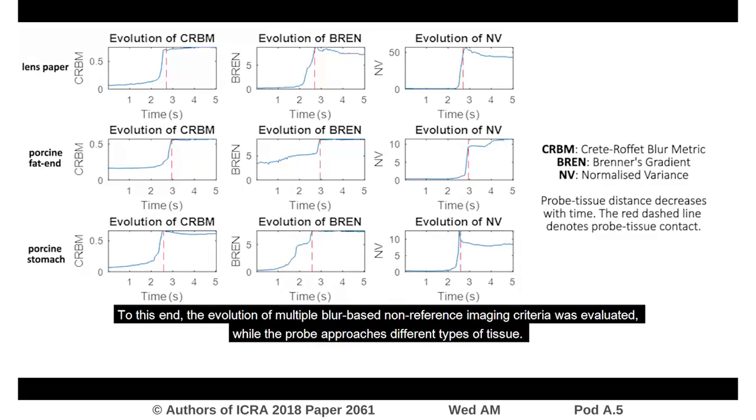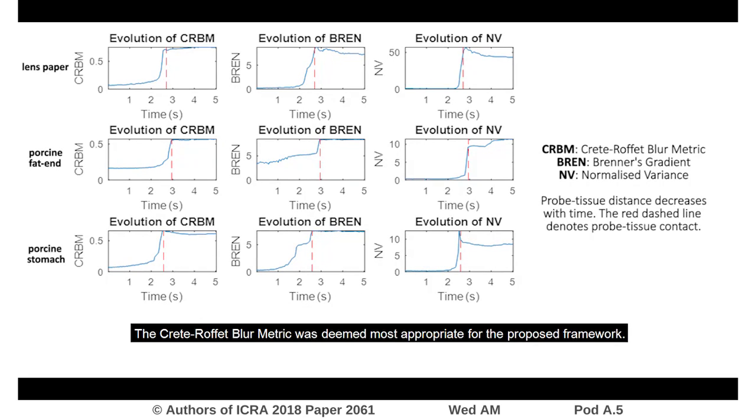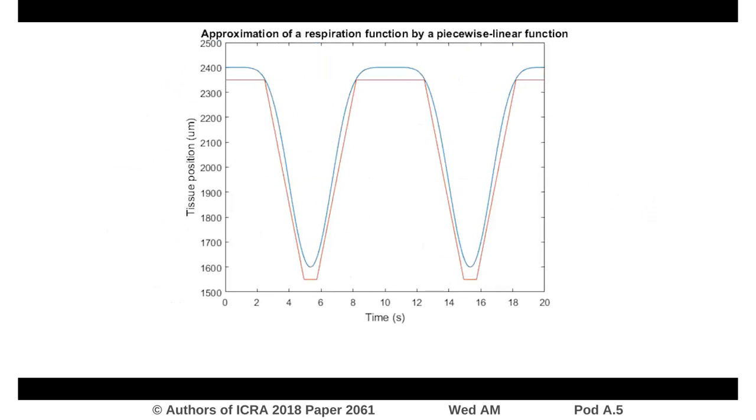To this end, the evolution of multiple blur-based non-reference imaging criteria was evaluated while the probe approaches different types of tissue. The Creed-Roffey blur metric was deemed most appropriate for the proposed framework.